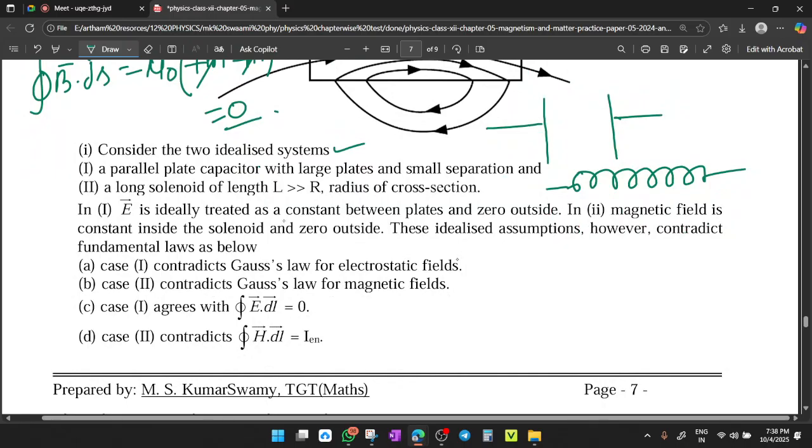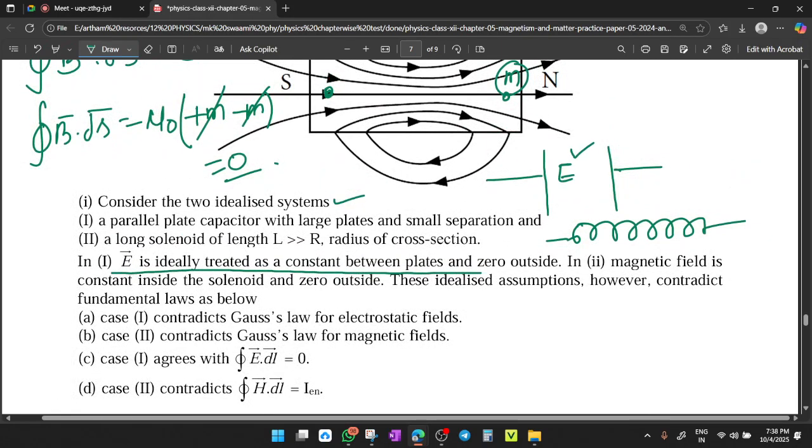E is ideally treated as constant between the plates and 0 outside. First case is E is ideally treated as constant. So we know there is an electric field inside the capacitor, and outside it is equal to 0. Second, the magnetic field is constant inside the solenoid and 0 outside. Yes, for an ideal solenoid, there is a magnetic field inside the coil, but outside it is equal to 0. Both the statements are true. The idealized assumption, however, contradicts a fundamental law as below.